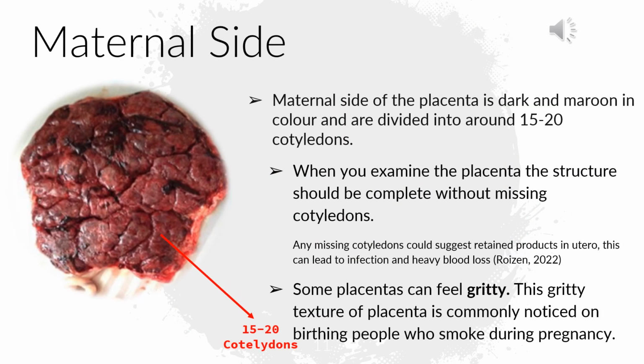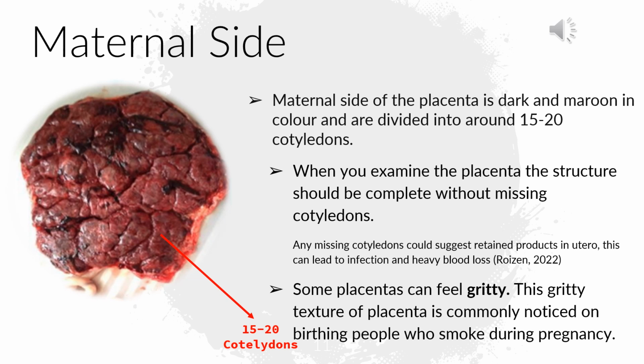The maternal side. This is the side that's attached to the wall of the uterus during pregnancy, and it's divided between 15 to 20 lobes known as the cotyledons. This side is almost always red or maroon in colour. Some may actually describe it as the meaty side of the placenta. When you look at a placenta, you need to ensure that the placenta is complete with no missing cotyledons.